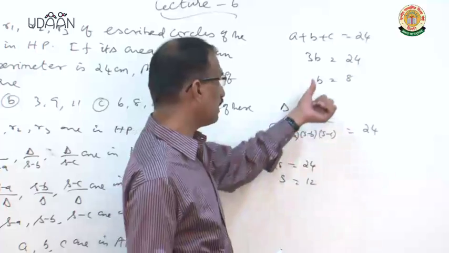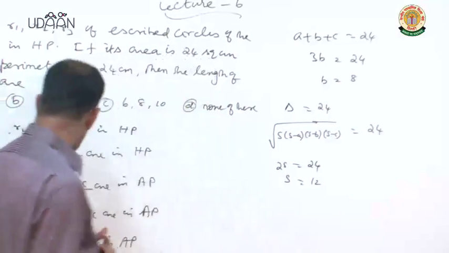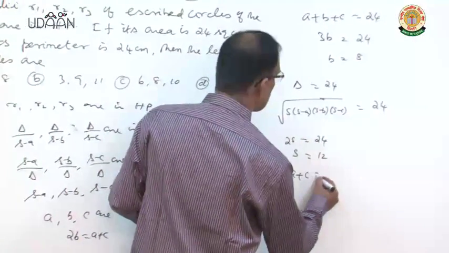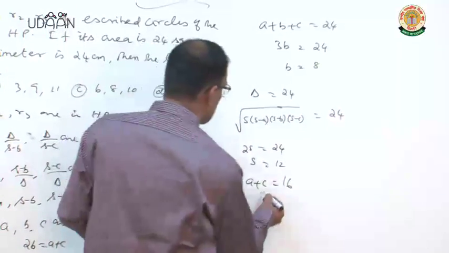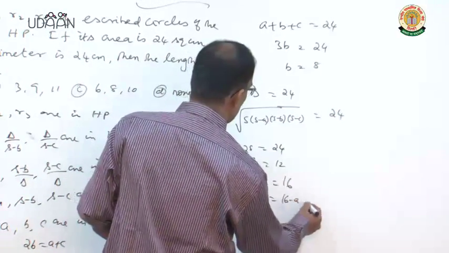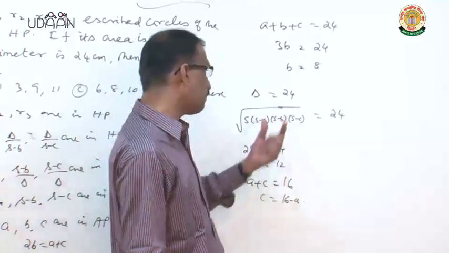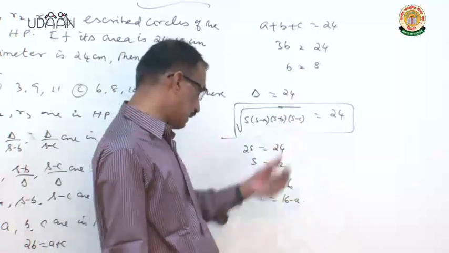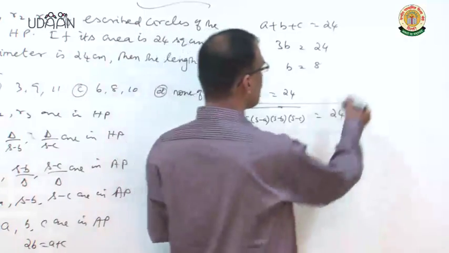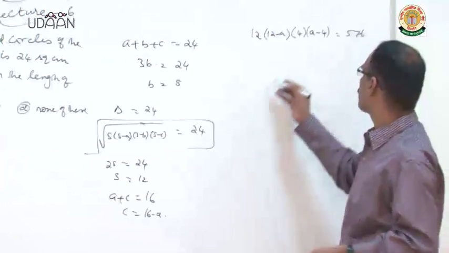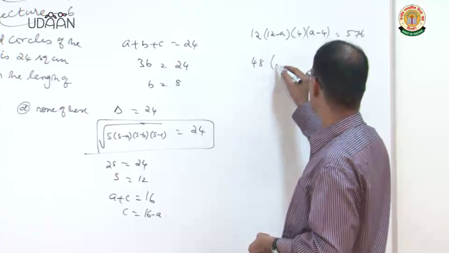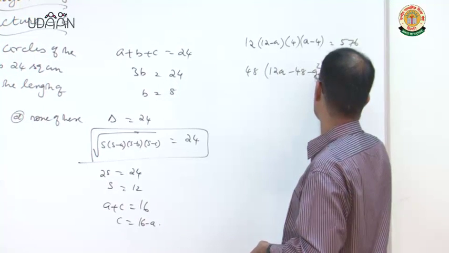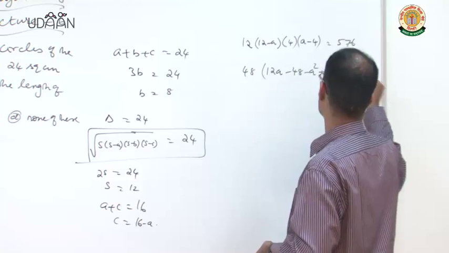Now, S equal to 12 we got, already we got B equal to 8, and we have a relation between B, A, C, so therefore, A plus C equal to 16 or C equal to 16 minus A. This value we can replace here. So, from there if you substitute the values of S, B and the C value, we get a quadratic equation. So, from there 48 into 12 minus 12A minus 48 minus A square plus 4A equal to 576.